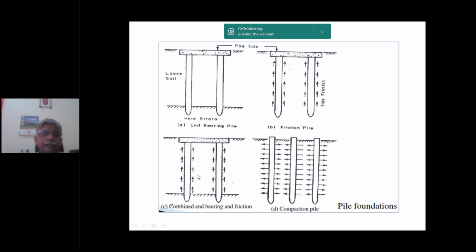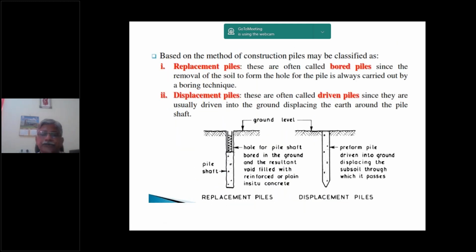This is the combined end-bearing friction pile. If you can see here, the pile is passing through the friction soil as well as resting on the hard strata where end bearing is more. This kind of pile is called a combined end-bearing and friction pile. And these are the compaction piles, where the piles are embedded in loose sand deposits so that the soil gets densified.